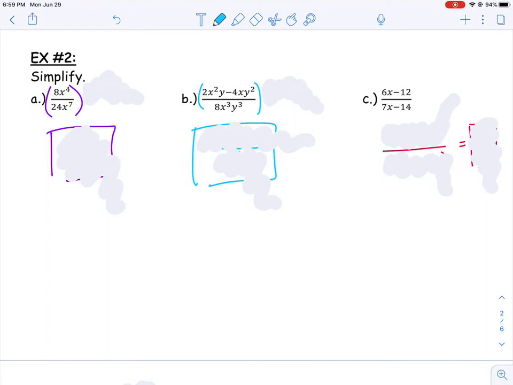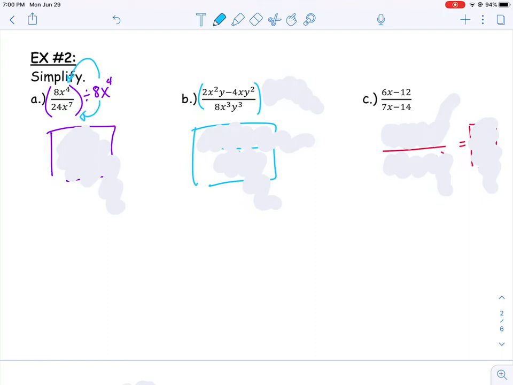On the first one, let's look for a GCF. Is there a GCF between 8 and 24? Is there a GCF out of x to the 4th and x to the 7th? What's the biggest amount you can divide into both of those? I'm going to divide then each of my terms, both the numerator and the denominator, by an 8 and an x to the 4th, making sure that you do every term in the numerator and every term in the denominator.